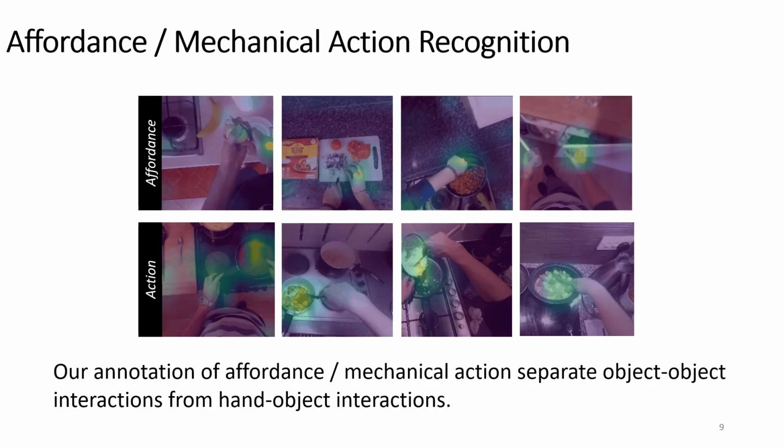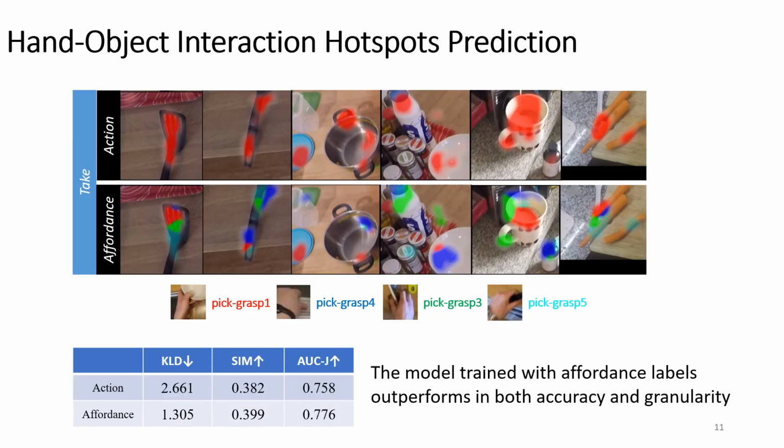Here are the visualization results of the affordance recognition model and mechanical action recognition model. You can find that the affordance model focuses more on the hand-object interaction, and the mechanical action model puts more attention on the interaction between objects. This demonstrates the clarity of our affordance annotation scheme and leads to affordance's better generalization ability on different domains. We also compare affordance labels with action labels on the interaction hotspots prediction test. The model trained with affordance labels outperforms in both accuracy and granularity.